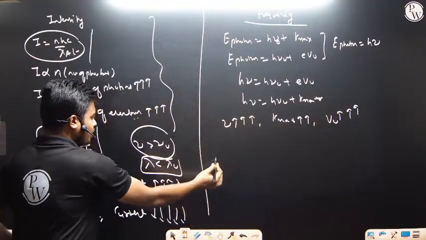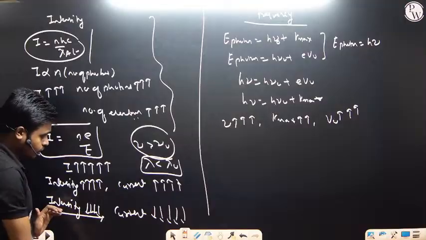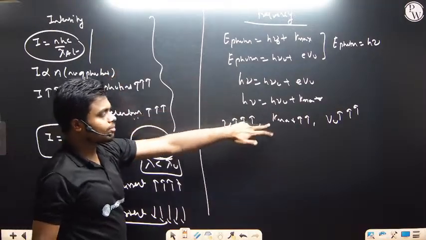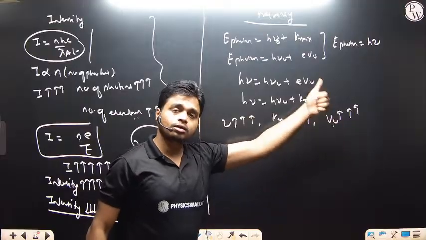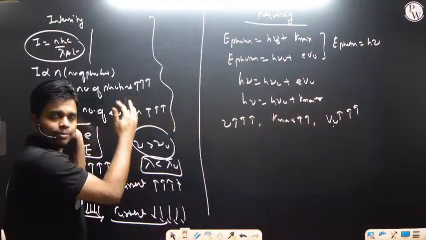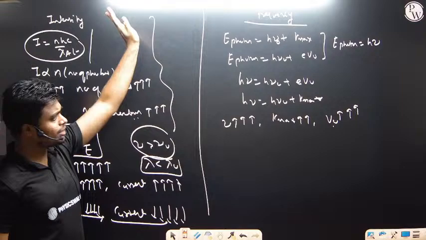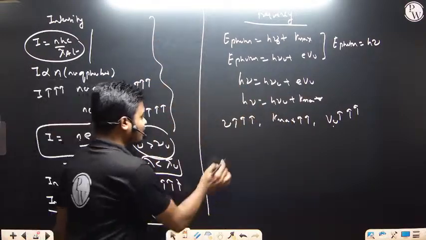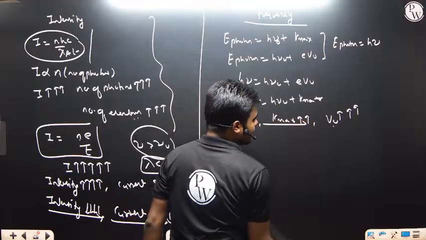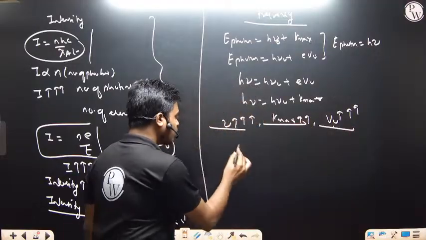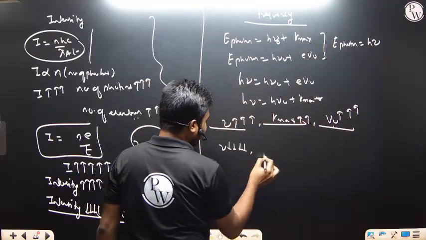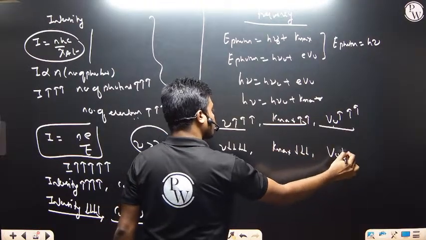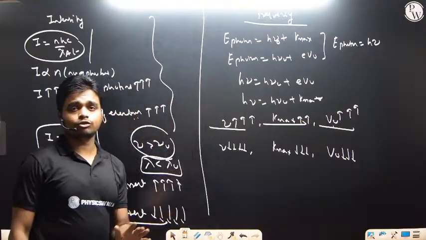Nu does not have any effect on the current, and at the same time intensity does not have effect on maximum kinetic energy and stopping potential. Remember this line. These variables have nothing to do with that variable, and those variables have nothing to do with this variable. We should keep this in mind. So frequency increases, maximum kinetic energy increases, stopping potential also increases. If frequency decreases, then maximum kinetic energy decreases, then stopping potential also decreases.